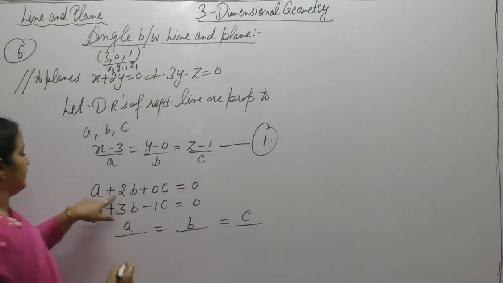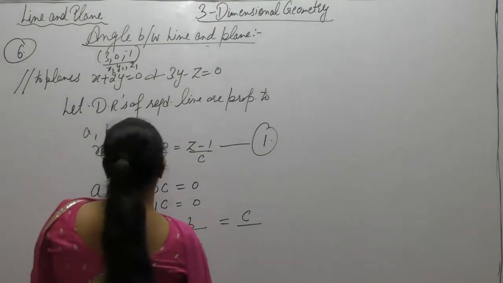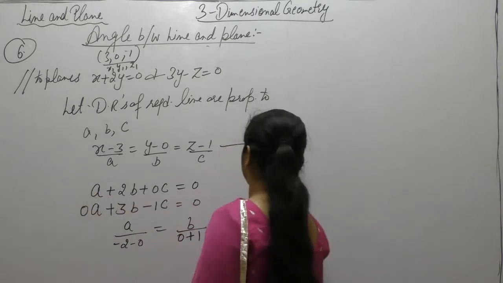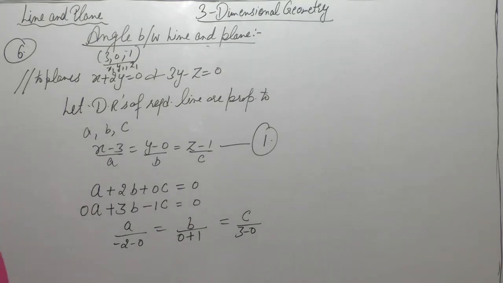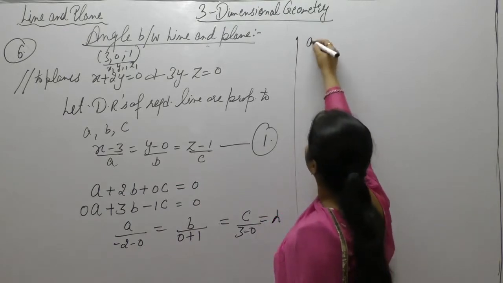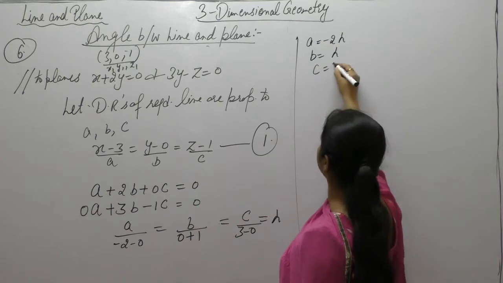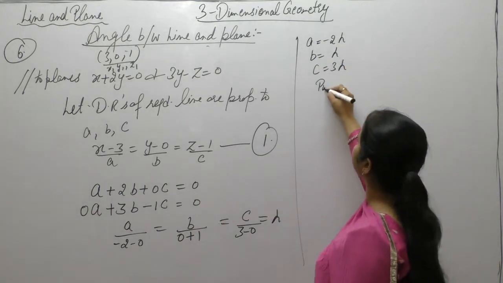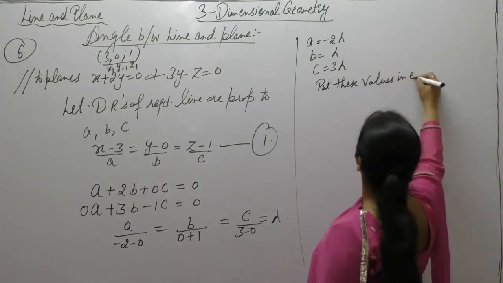Now A is minus 2 minus 0, B is 0 minus minus plus 1 and C is 3 minus 0. So we get, let this equals to lambda. So what we get? A is equals to minus 2 lambda, B is equals to lambda, and C is equals to 3 lambda. Put these values of A, B, C in equation 1.